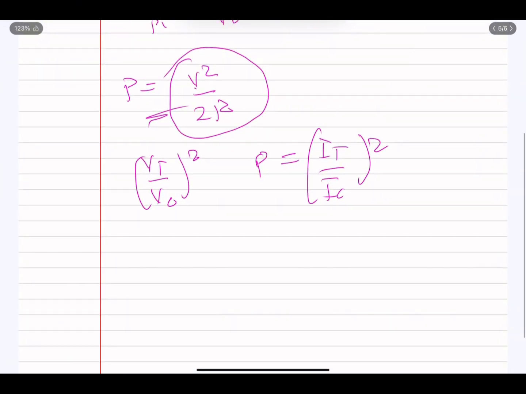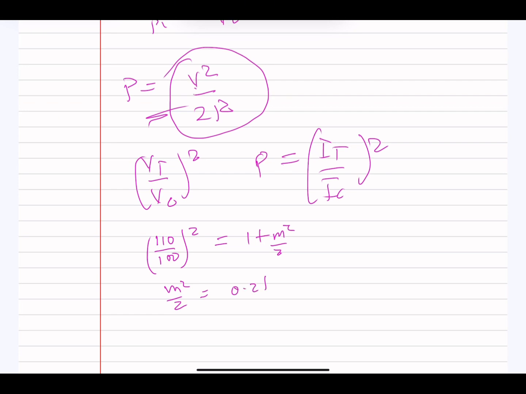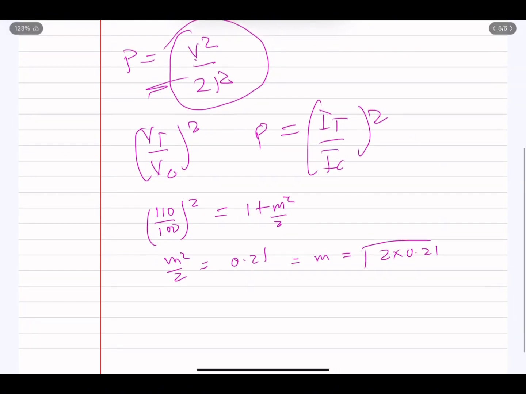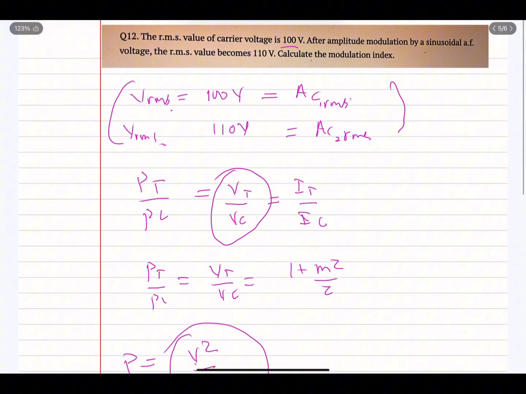So based on that, when we replace this, we are going to get 110 over 100, and remember, it's all squared, to be equal to 1 plus m squared over 2. Making m squared over 2 the subject, we are going to get something like 0.21. And when you multiply by 2 and take the square root of it, 2 times 0.21, you're supposed to get m equal to 0.648, which is approximately 64.8%. So this is basically some few things that you have to take note of.